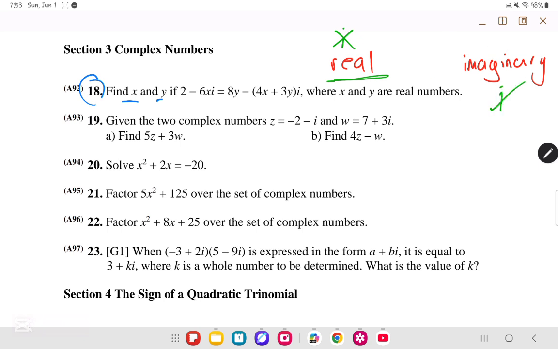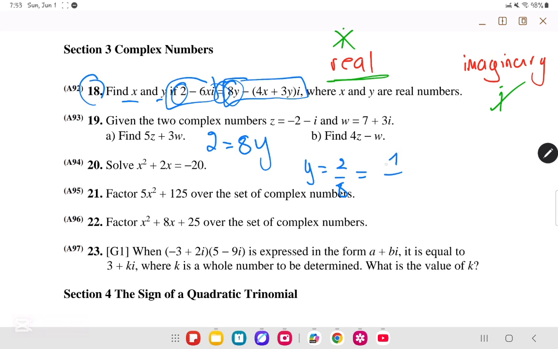So let us deal with the real part first. From this equation, what is the real part? The real part is 2. From this equation over here, what is the real part? The real part is 8y. Now, you will put the equal sign in between them. So 2 is equal to 8y. That means y is equal to 2 over 8, which is 1 over 4. And just like that, we found the value of y, which is 1 over 4.